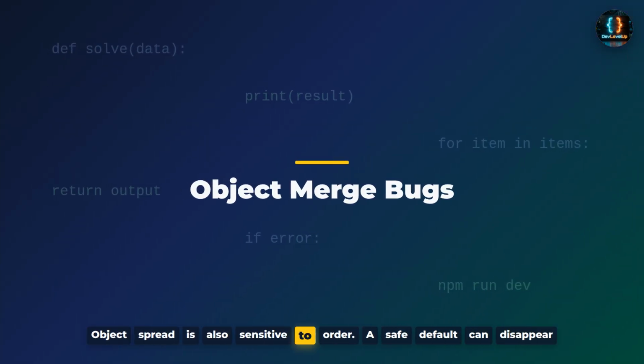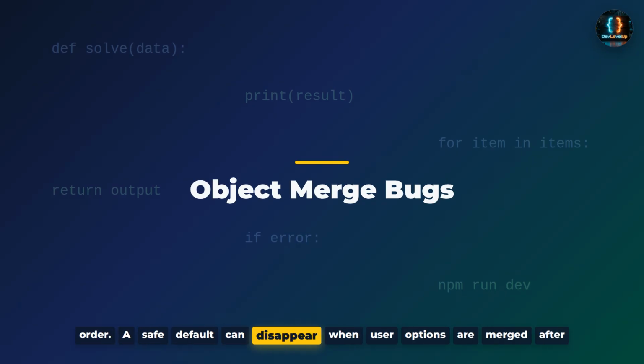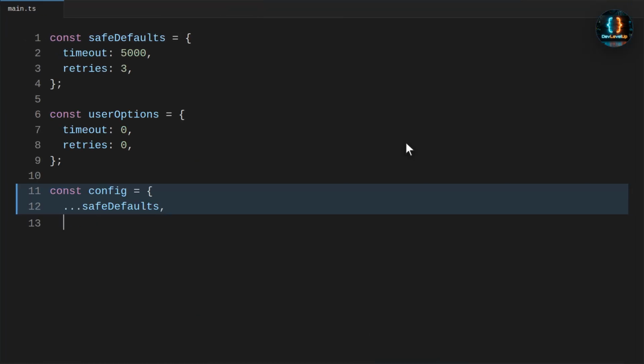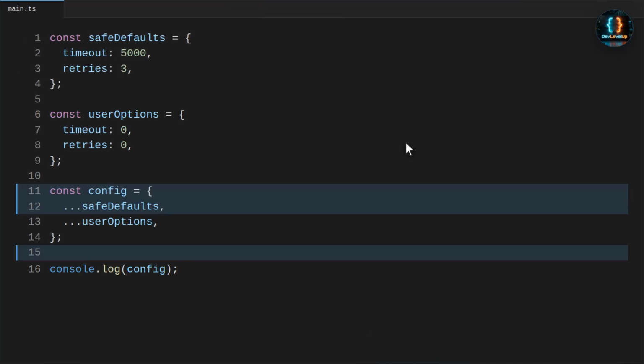Object spread is also sensitive to order. A safe default can disappear when user options are merged after it. Request configuration often starts with safe defaults, but some fields must never be overridden. Here, user options are spread after those defaults. We run the code, and the required timeout is replaced with 0.